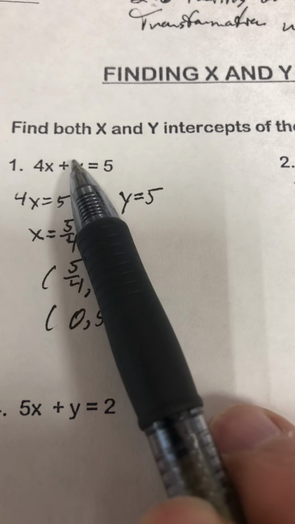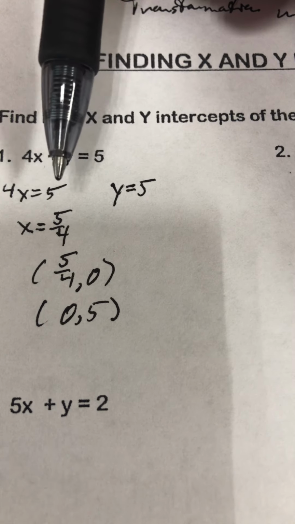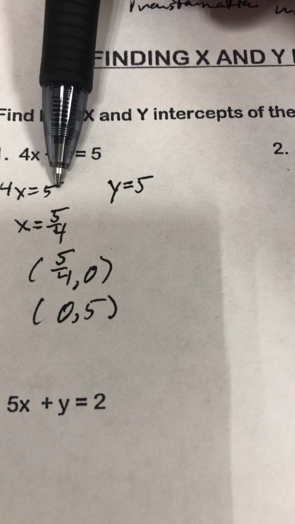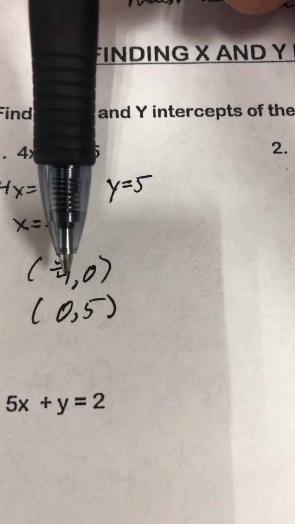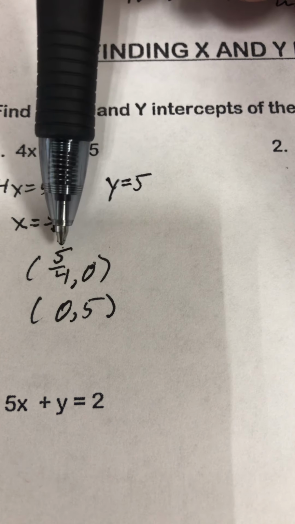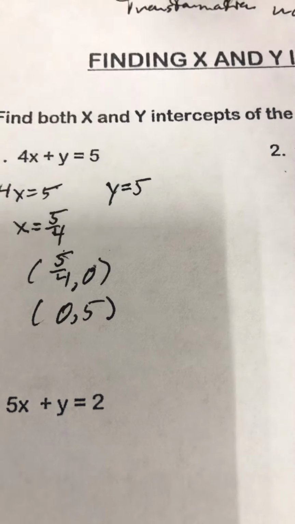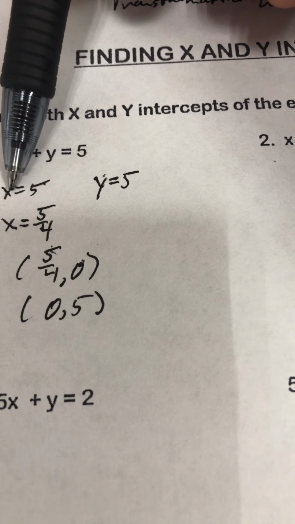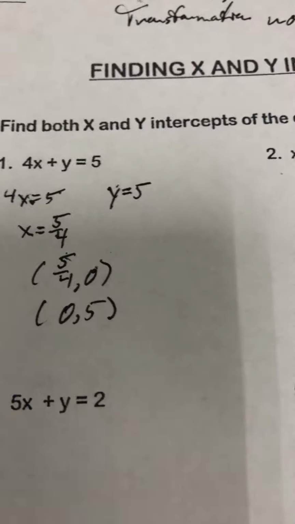For the first one, if I want to find x, I set y to 0, so essentially I block out my y. So I have 4x equals 5. I divide both sides by 4, and if y is 0, x is going to be 5/4, or just a little past 1. If x is 0, 4 times 0 is 0, so y equals 5. So when x is 0, y equals 5.